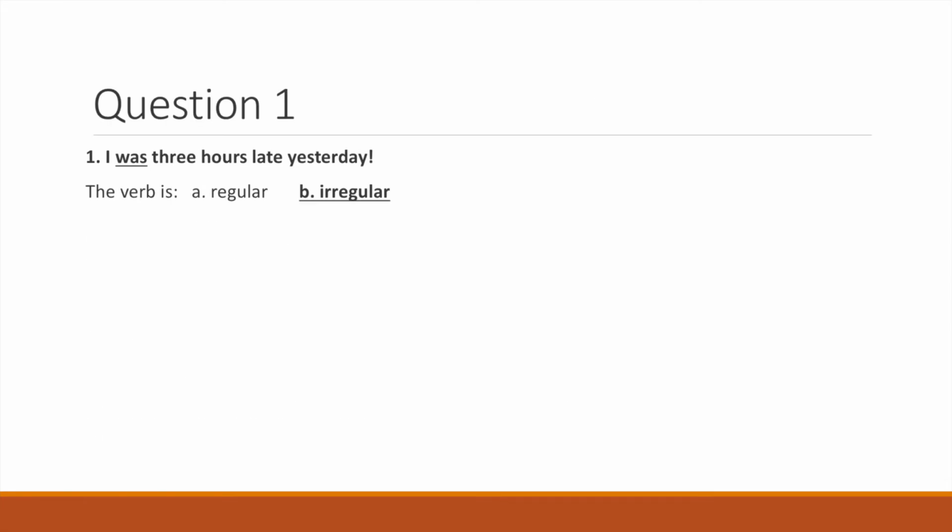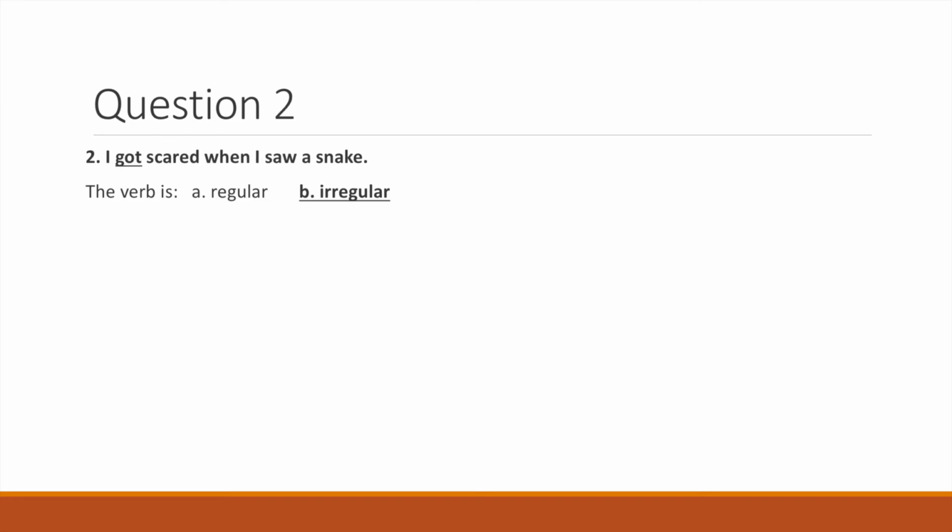For question 1, we need to choose whether the verb is regular or irregular. Looking at this statement, I was 3 hours late yesterday. The verb is was, and we know from previous lessons that was is an irregular past tense form of the be verb, so B is the correct answer.